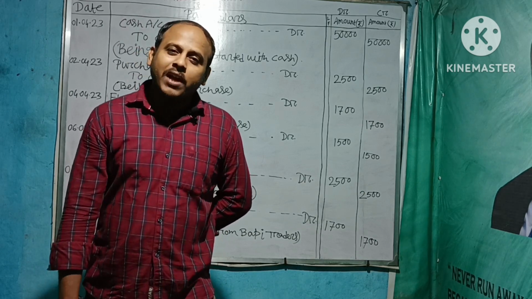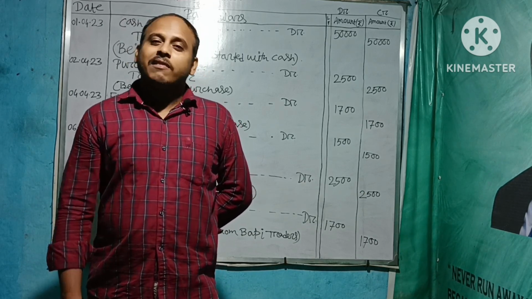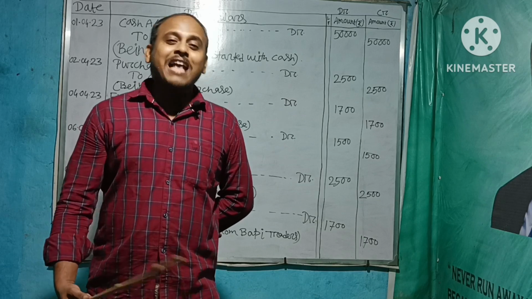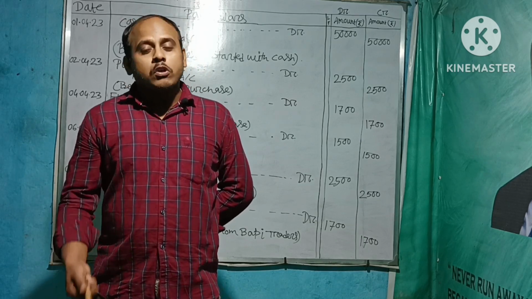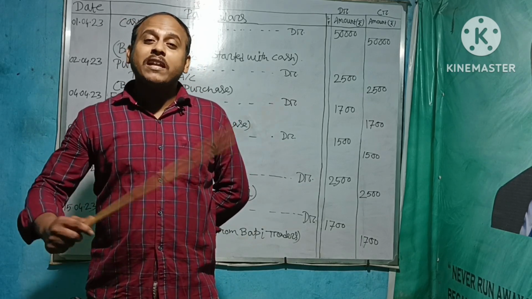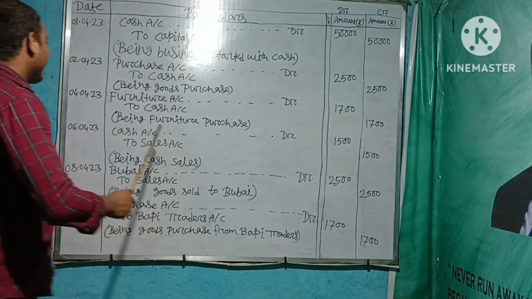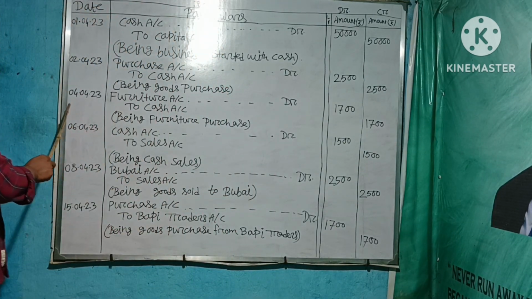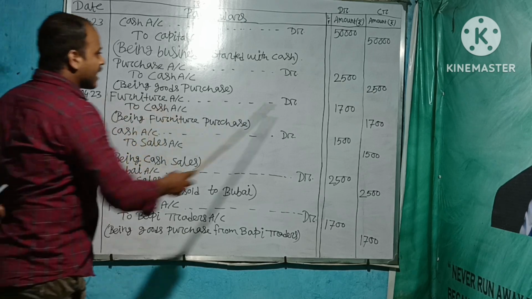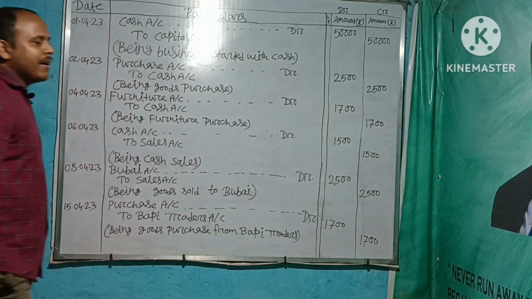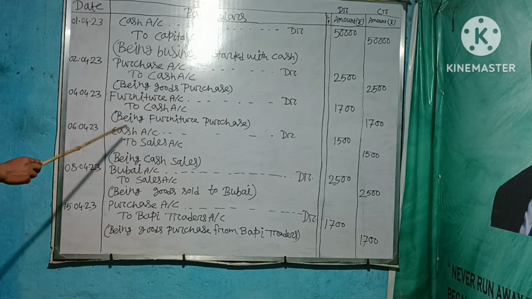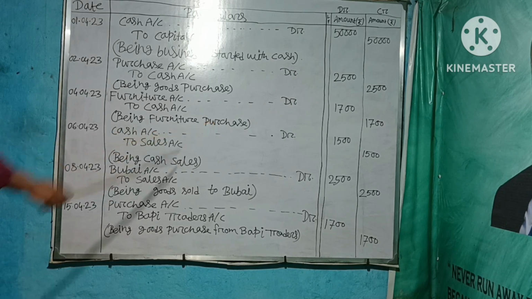Cash is an example of a real account. If we buy furniture, then cash is paid. If cash is paid, then cash goes out. So in case of a real account, if anything goes out, then this account will be credited. For that reason, furniture account debit on 4th April, to cash account 1,700, debit as well as credit. Narration: being furniture purchased.